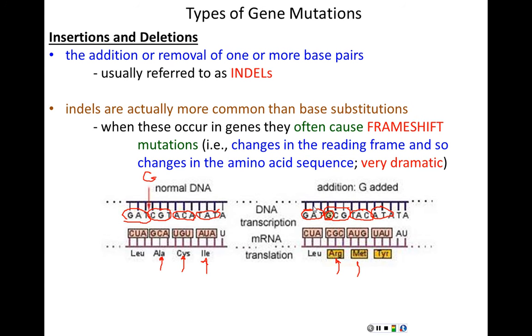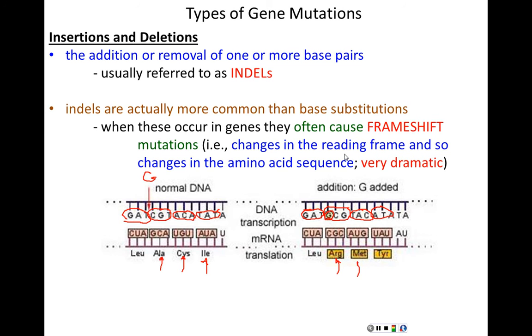So you see every single codon from the point of insertion down has been screwed up, has been mutated because of this one addition of a G. Because we've changed that reading frame, we've changed the register by which we read these codons, every single amino acid from the point of insertion on is going to be mutated.